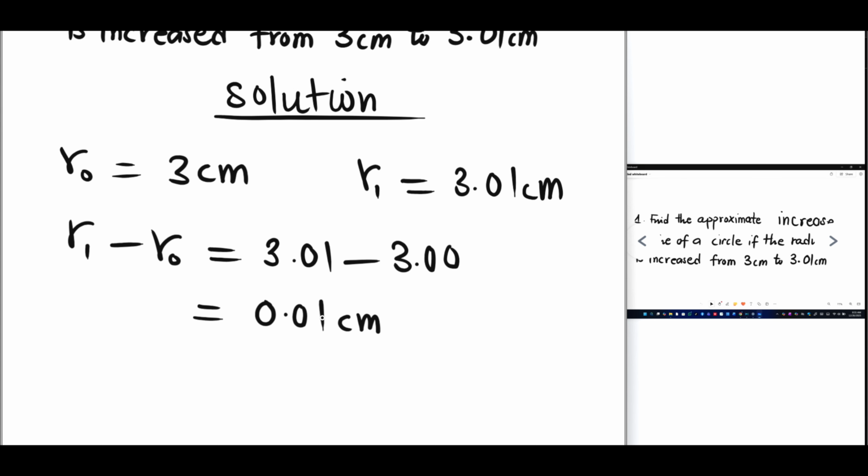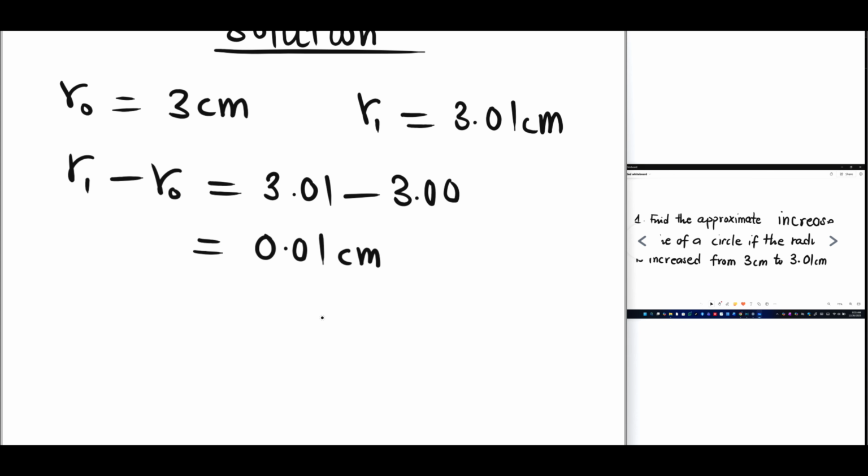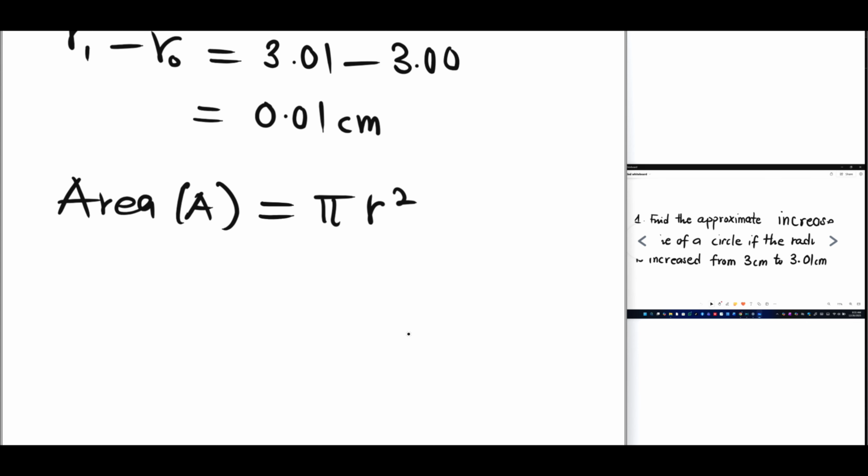Now we are to find its corresponding increment in the area. Let us look at how best we can answer this question based on what we did in our first video. So bring our formula for finding the area of a circle, because the focus is on the area of a circle. The area of a circle, A, is equal to pi r squared, where r is the initial radius.